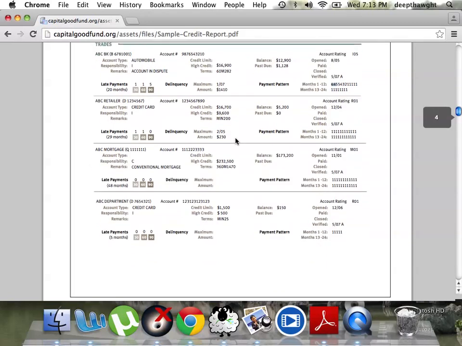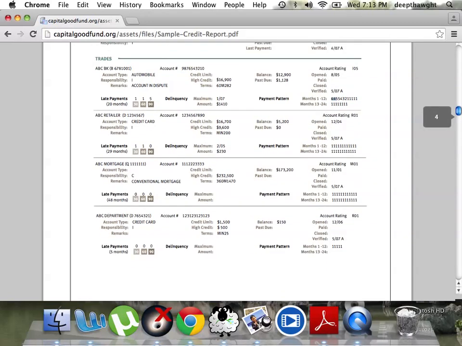And let's look at this trade line right here. So basically on this automobile, he was late. He has a high credit limit of $16,900. So when he first bought the car, that was the loan amount, $16,900. The terms on this were 60 months at $282 a month. Now, he's had late payments in the past 20 months. He's been 1 times 30, 1 times 60, and 5 times 90 days late. So in the past 20 months, that's what he's been.